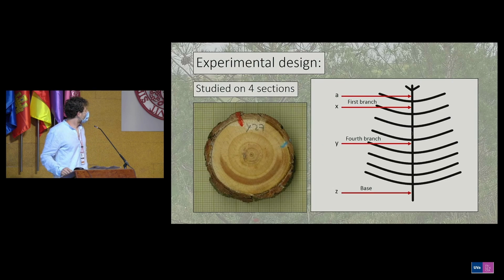So how did we investigate the bark? We used 4 points. We have the base level, 1 level at half of the tree height, more or less below the 4th branch, and then 2 levels just below and above the top.